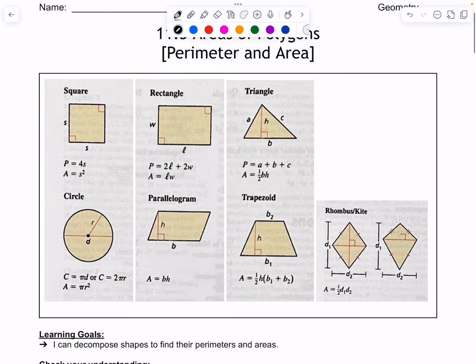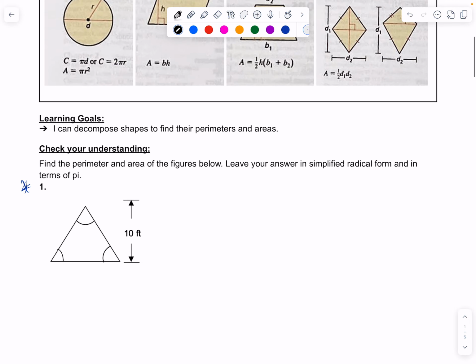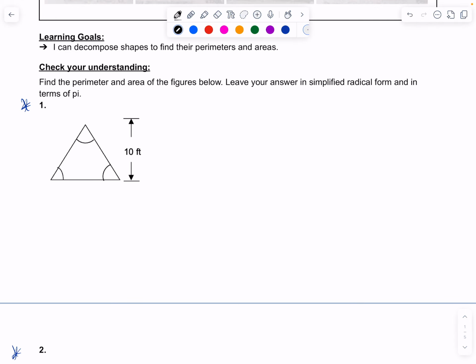In this video, we're going to go over using these different formulas for the perimeter and area of polygons. And to try to make it a little bit more challenging, you'll notice that pretty much all or almost all of these problems are going to involve some type of combination of one or two different polygons, as well as maybe some chunks taken out. So it's going to require a little bit more than just plugging into a formula, okay?